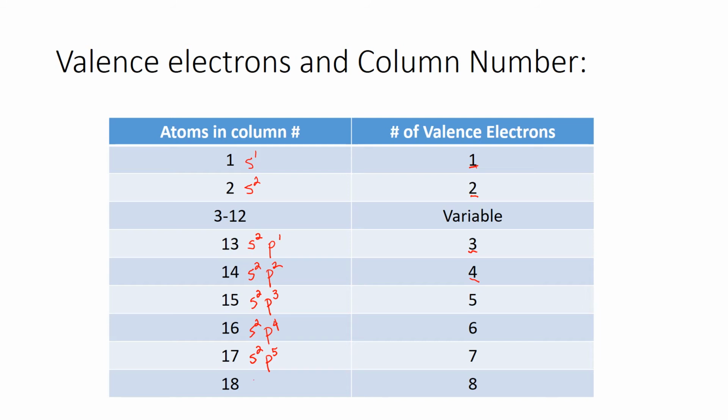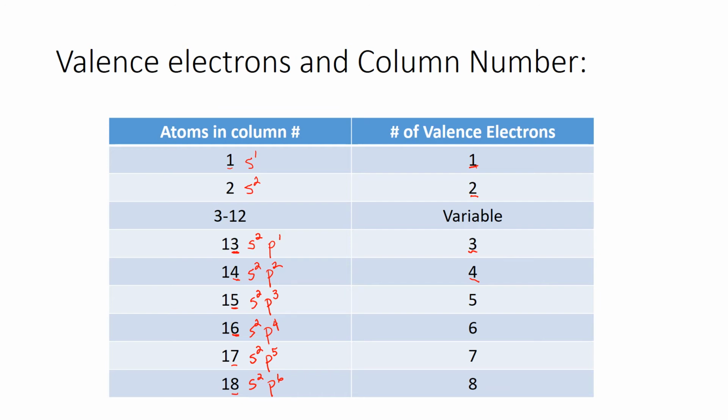And finally, for everything except helium in column 18, you have a completely full P sublevel plus the S completely full sublevel, and so you have 8 valence electrons total. And there's even a pattern here between the column number and the number of valence electrons, right? Column 1 has 1 valence electron, column 2 has 2, column 13 has 3, so it's that last digit there, 14 has 4, 15 has 5, and so forth. 16 is 6, 17 is 7, and 18 is 8.